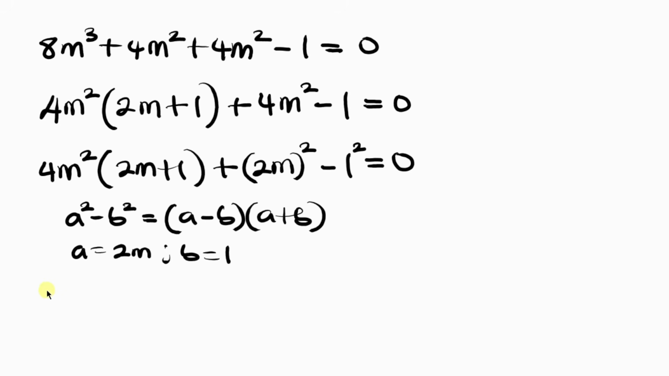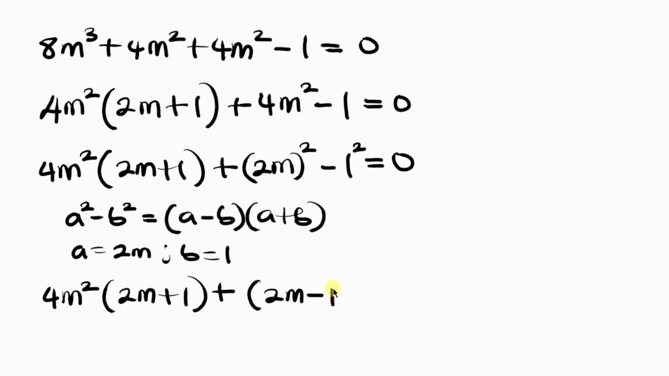So we have 4m squared times 2m plus 1, and then plus, now writing this in this form, this is a minus b, so that will be 2m minus 1, and then times a plus b, that will be 2m plus 1. Very good. And this is equal to 0. Now notice something once more. Notice that 2m plus 1 is common, so we can factor out 2m plus 1.